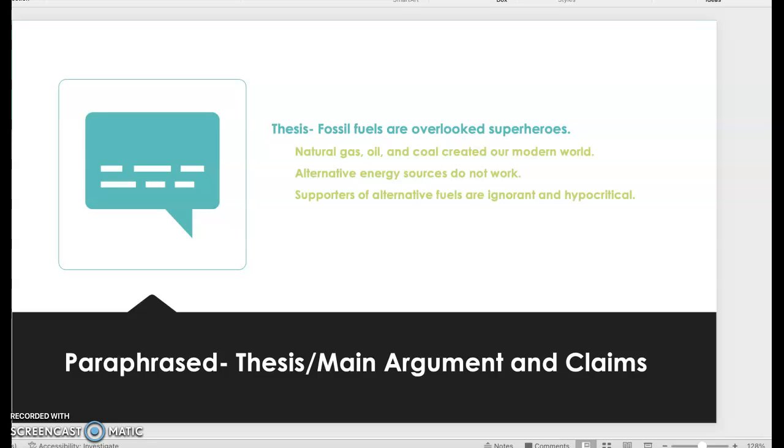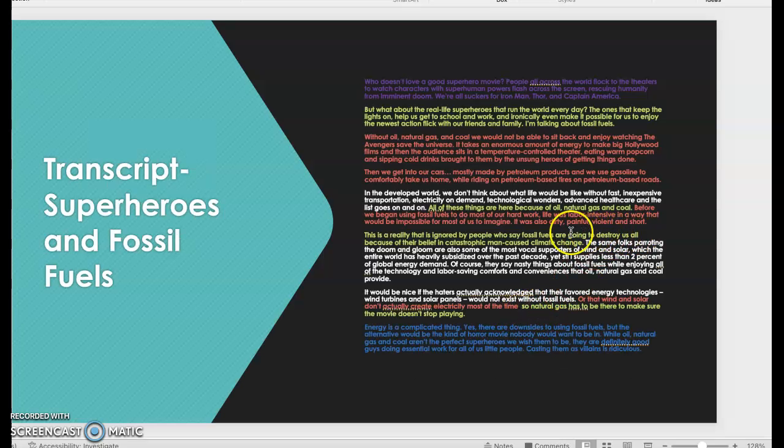Supporters of alternative fuels are ignorant and hypocritical. Going back to this section, I just want to show you how I got to the claim that people who oppose fossil fuels are hypocritical and ignorant. It says, this is a reality that is ignored by people who say fossil fuels are going to destroy us all because of their belief in catastrophic man-made climate change. They are parroting the doom and gloom.